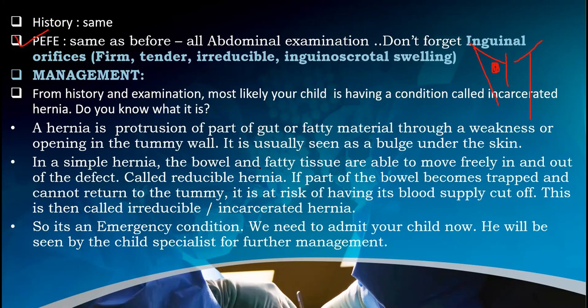In a simple hernia, the bowel or the fatty tissue is usually able to move freely in and out of the defect, which we call a reducible hernia. Now, if some part of the gut becomes trapped and cannot return to the tummy, there is a risk that the blood supply of that part of the gut can get cut off. And at that time it becomes really painful, with overlying redness, and it will be very tender to touch. And that condition is called irreducible or incarcerated hernia. I am suspecting your child is having an incarcerated hernia at this time.